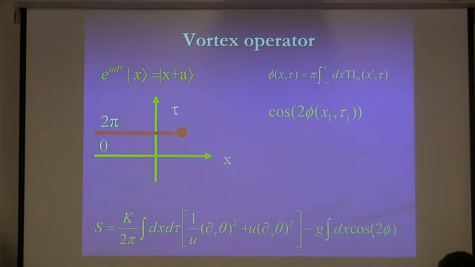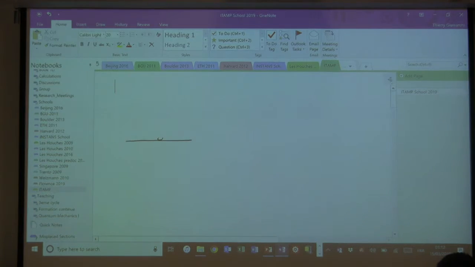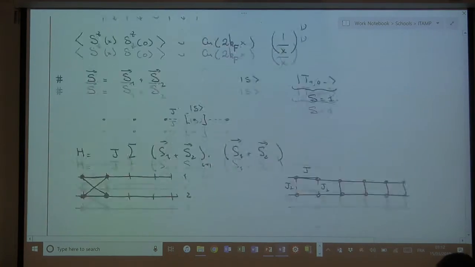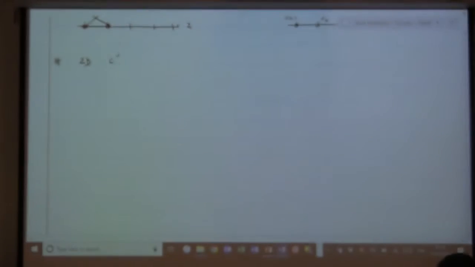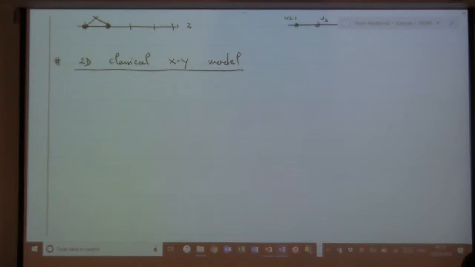No? Okay, so instead of looking at the quantum problem, let's look at another problem. Let me go back here. Interesting. Okay. Don't ask me why it does this. And let me look at a problem which is the 2D classical XY model. So are you familiar with this model or not? Did you hear the name already somewhere? 2D classical XY model. So this is a very simple model.